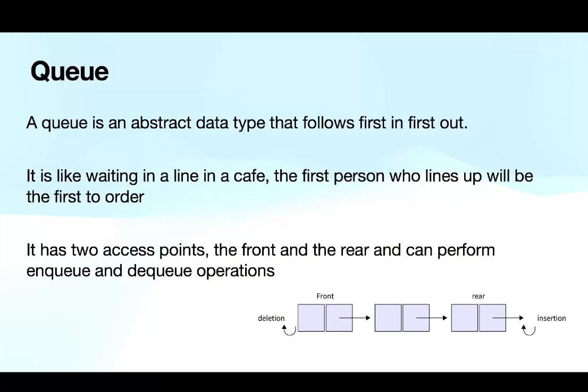And another data structure is the queue. A queue is an abstract data type that follows first in, first out. It is like waiting in a line at a cafe. The first person who lines up will be the first to order. It has two access points, the front and the rear, and can perform enqueue and dequeue operations. So this is a picture of a queue. We can see there's the front and the rear, and then we have two pointers.